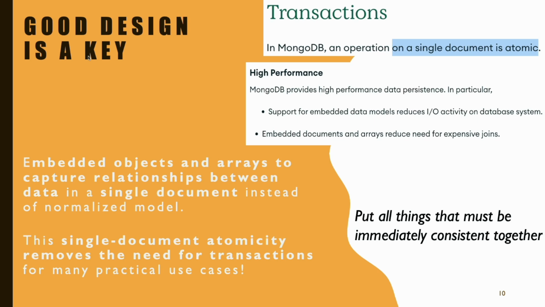The advice is to put everything that should change together in one document. So don't be afraid to put thousands of order lines inside an order, or maybe, I don't know, millions can be actually problematic, but maybe hundreds of thousands of history entries for this order or for this client or whatever.